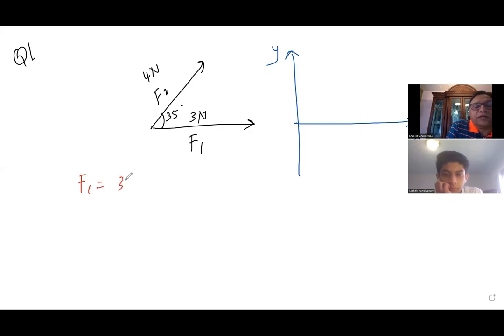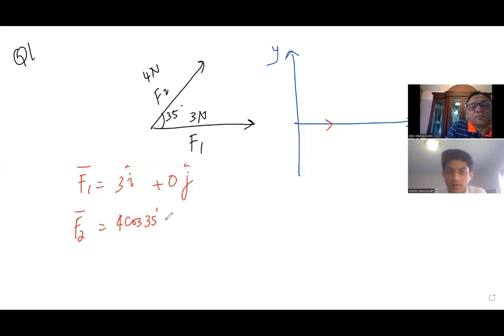I could say that F1 is basically equal to 3 along i, where i is my component along the x-axis, and 0j. That's my vector F1. For F2, what is my x component? Your x component, you would have to do cos theta times 4, because the angle is 35. So cos of 35 times 4. And the y component is 4 sine theta. So these are my two forces.